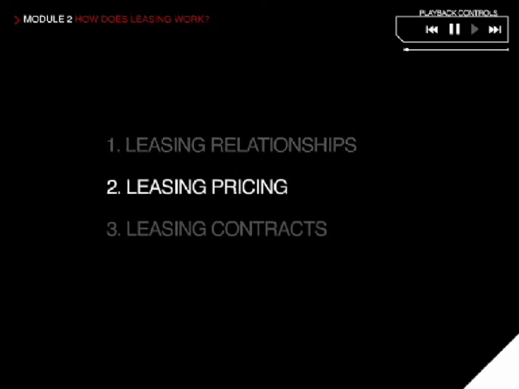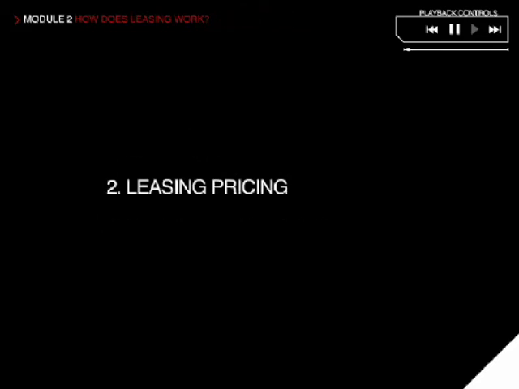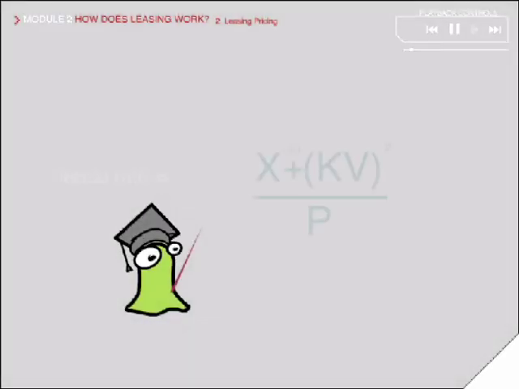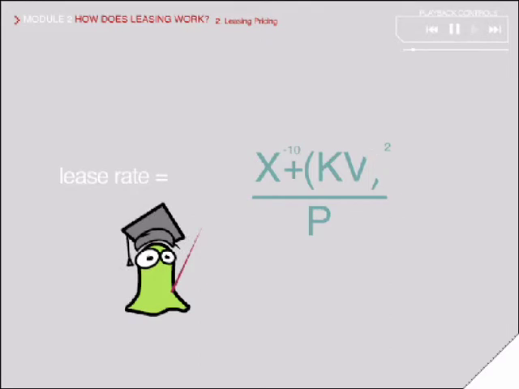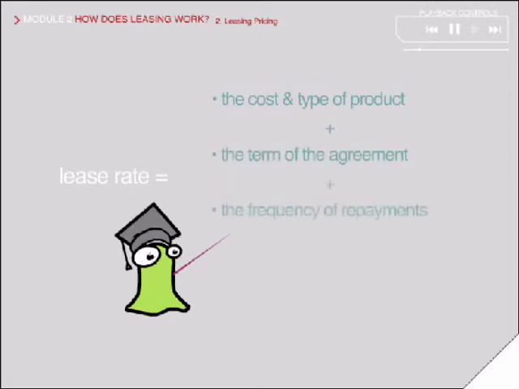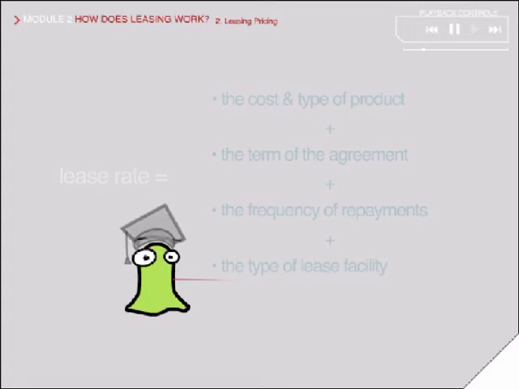The second topic covered by this module is pricing a lease agreement. Calculating the customer's lease rate is usually determined by a number of variables. These include the cost and type of the product, the term of the agreement, the frequency with which repayments are paid, and the type of lease facility required.